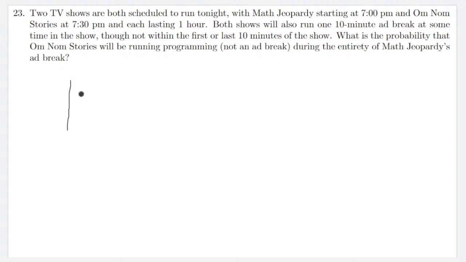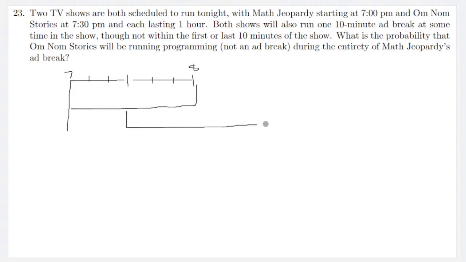So 7 o'clock is here, and then we'll have an hour, approximately 1 hour here. And so we'll partition it by every 10 minutes. So that is our timeline. So 7, 8, and we know another show starts here. This is show number 1, and show number 2 is approximately here. So we'll partition again.